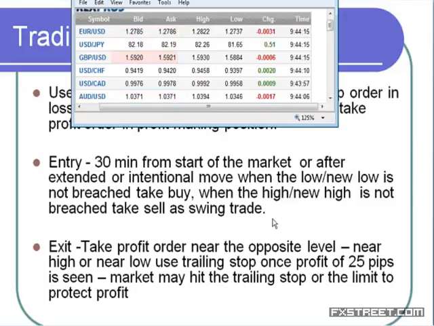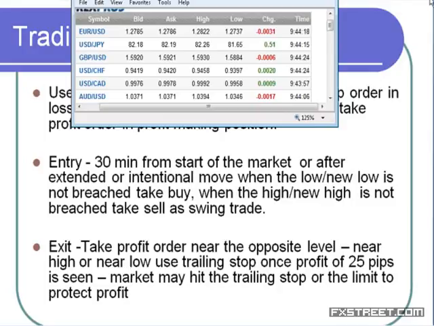So that our trade will be a very safe trade, and 99.9% we will get an assured profit in that. Then how to exit, as I explained, take profit over the next opposite level or the next opposite move.